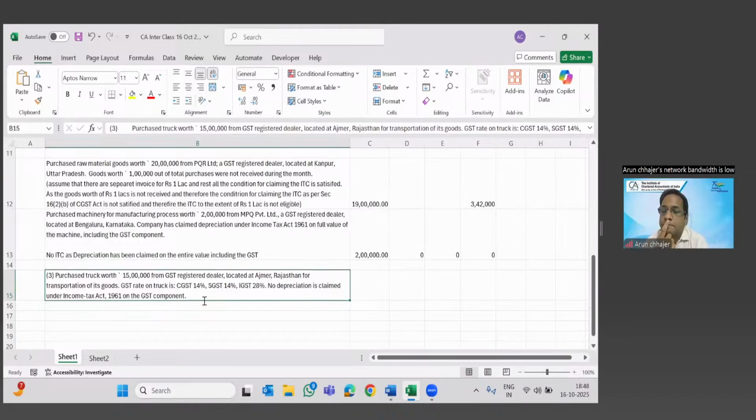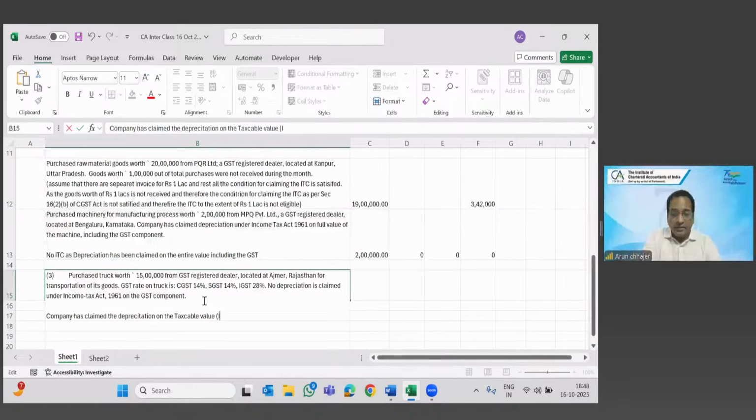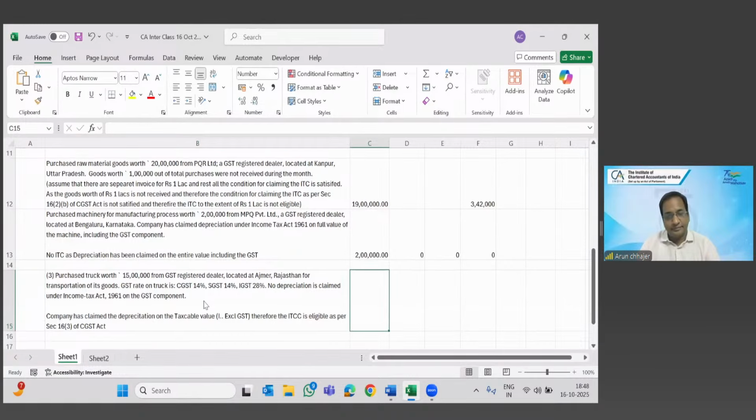Correct. So in this case, I can say the company has claimed the depreciation on the taxable value, that is excluding GST. Therefore, the ITC is eligible as per section 16 subsection 3 of the CGST Act.